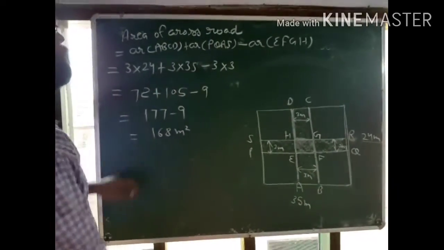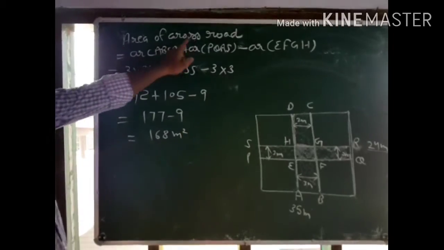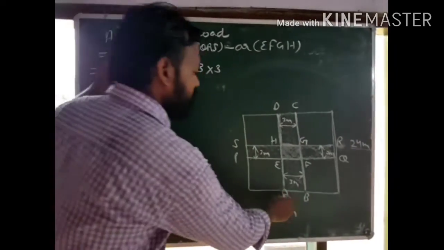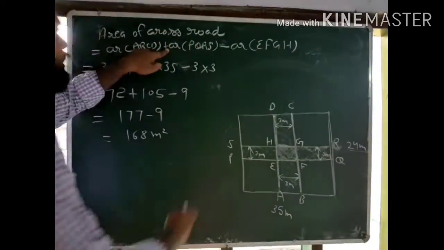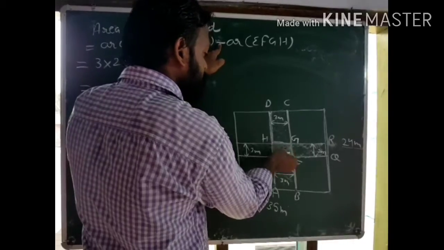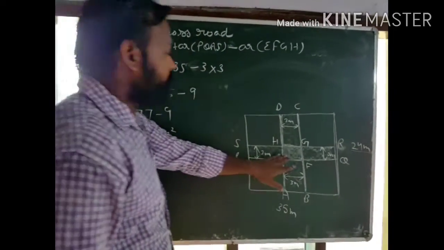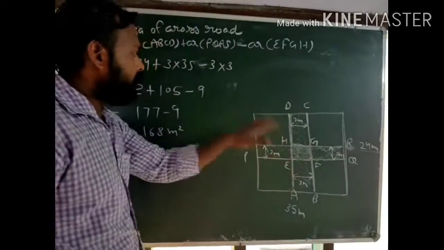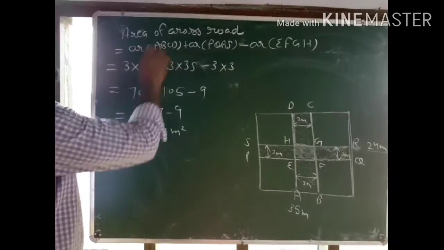So you can see here, first of all we have to write the equation this way: the area of the cross road is equal to the area of this rectangle ABCD plus the area of this rectangle PQRS, then minus the area of this rectangle EFGH. Okay, now why I am subtracting the area EFGH, I will explain to you.